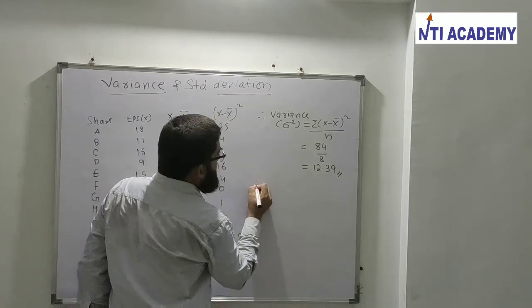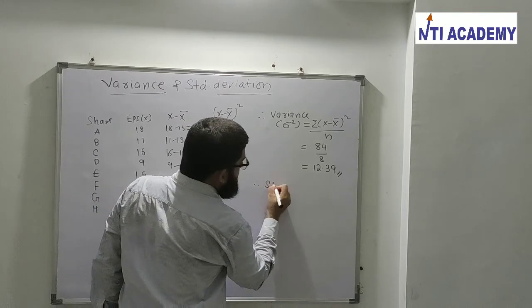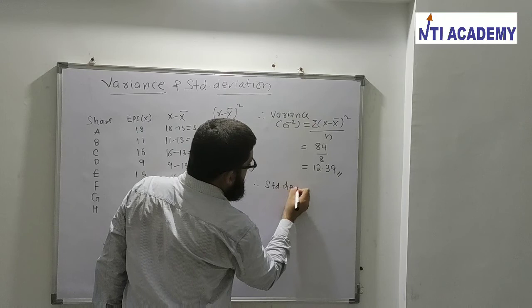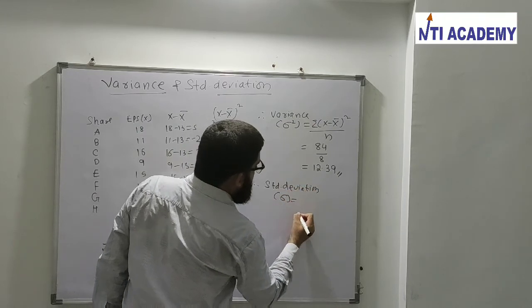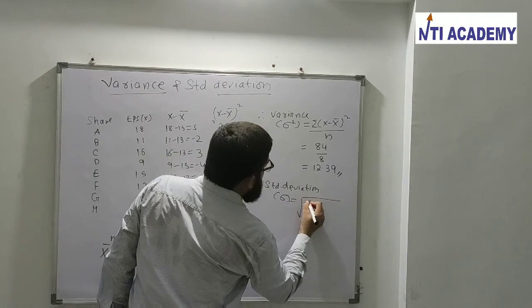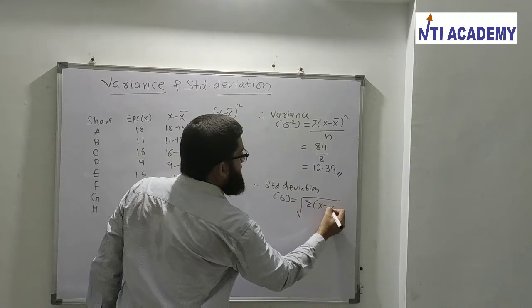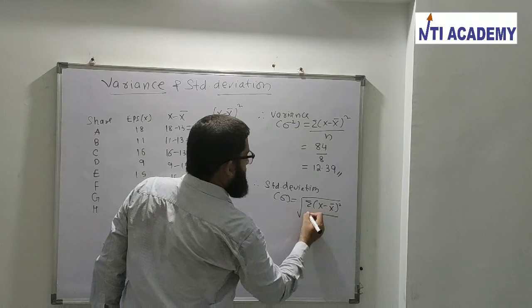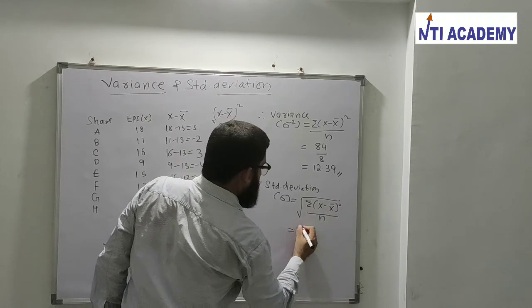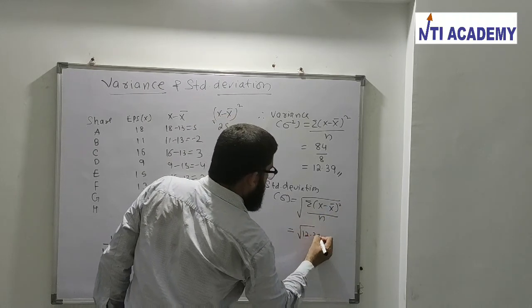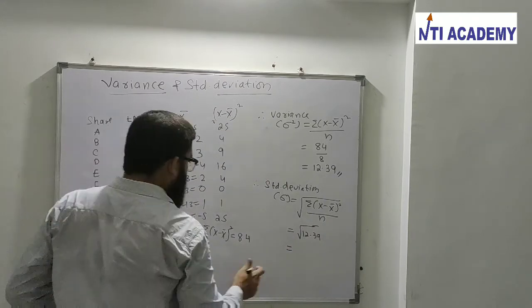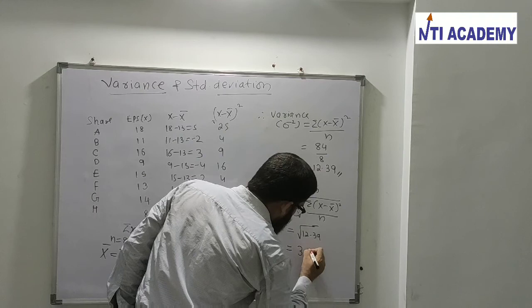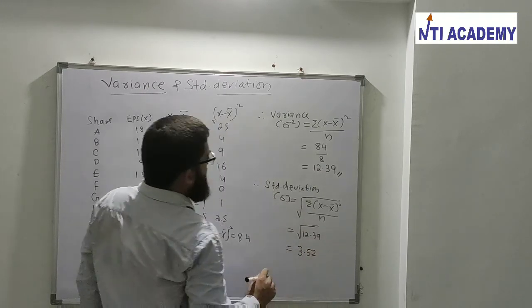Now same thing we can calculate. We can just calculate the standard deviation, that is the sigma. We know that it is the square root of summation of x minus x bar whole square upon n. So we know that it is 12.39. So taking the square root, we get the value 3.52.